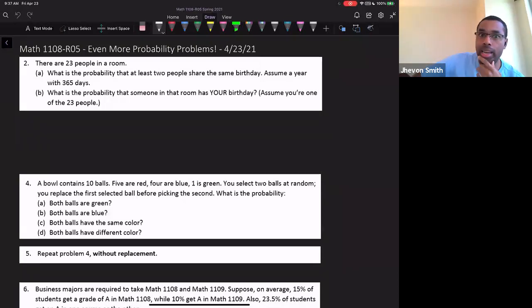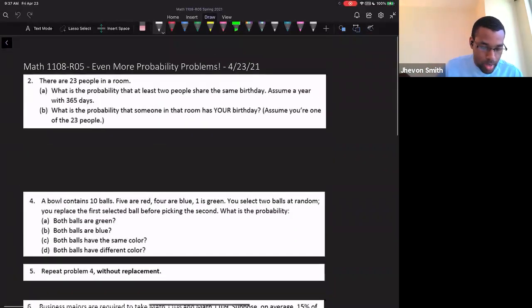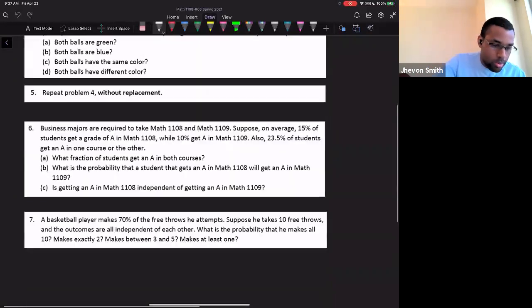That being said, today we just want to go through a bunch of problems. This is from probability example set 2. And we want to do the rest of these problems. I don't know how many I'm going to get through.